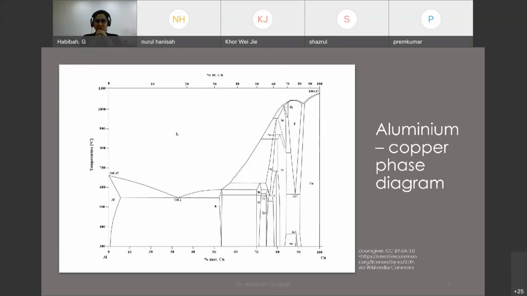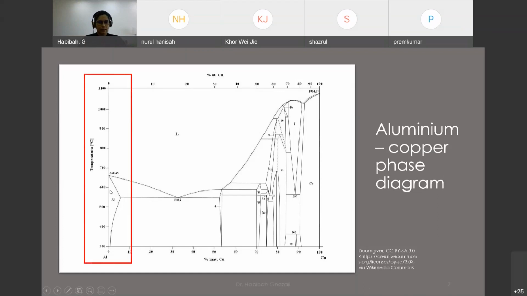Go back to this heat treatment process that we call precipitation hardening. If you look at the aluminum copper alloy, it means that the aluminum is the main host material, with some copper added as an alloying element. Not all of this aluminum alloy can be heat treated. The one that can be heat treated is in this composition that you can see before that eutectic composition line.